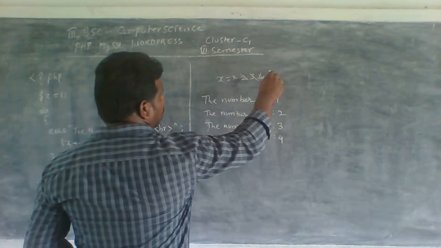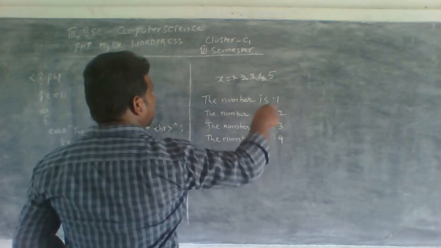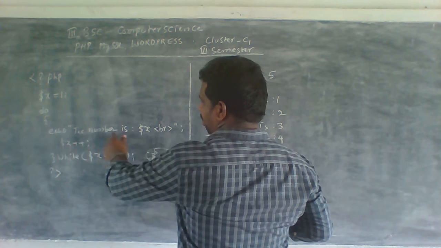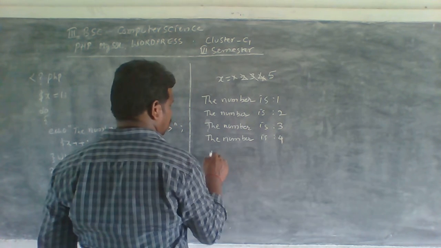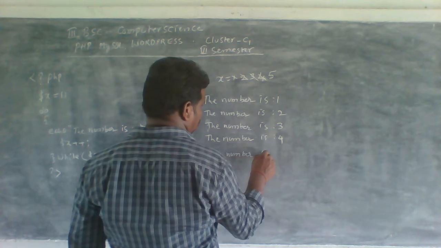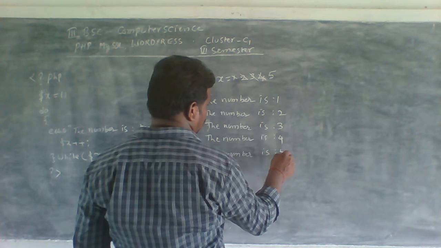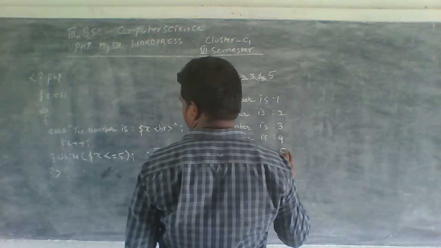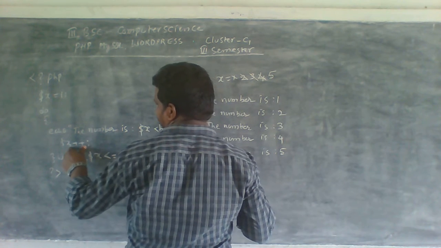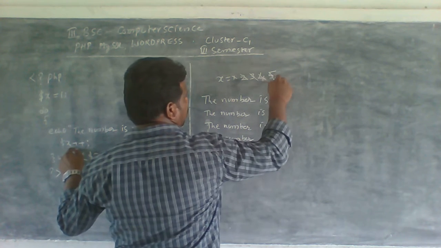Okay, x equal to 5 here. And again come to here, we can print this value, echo the number is 5 here. And again x plus plus, 5 plus plus means 6. X equal to 6 here.